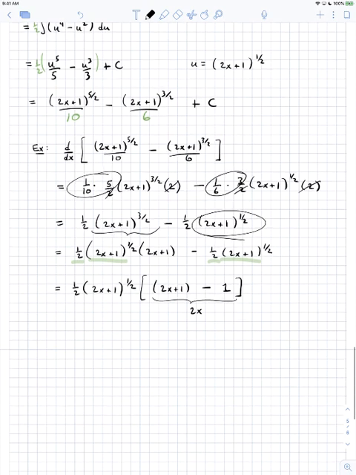So what do you have? Well, that 2 is going to cancel with that 2, and you're going to end up with (2x plus 1) to the 1/2 times x. Or, if you prefer, x times the square root of 2x plus 1. So, in fact, we do get the right thing, and so we did find the correct antiderivative.